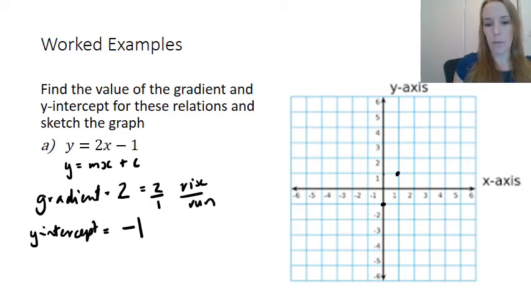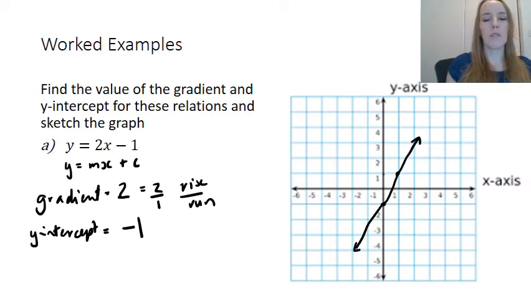So then you're going to grab your ruler, which remember I don't have, and you're going to connect them together, draw a line, and finish it with some arrows. Yours is going to be beautiful and straight, unlike mine. And then obviously we will need to label it as our last step. So y equals 2x take 1. And that would be our graph.